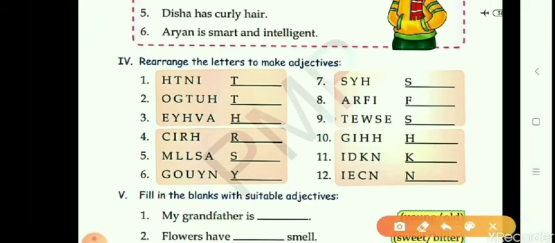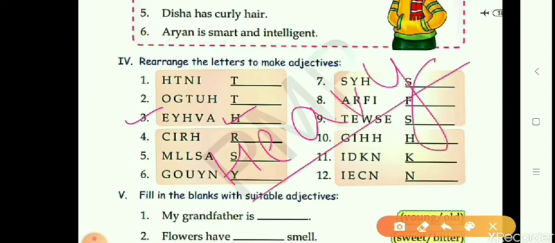Third one, the word is EYHVA and it starts with H. So the word is HEAVY. Heavy. Okay. Heavy is an adjective. Then the fourth one.